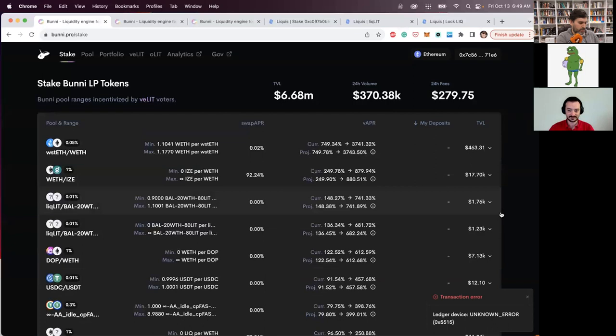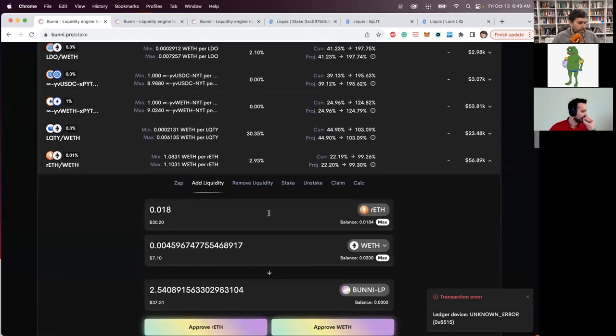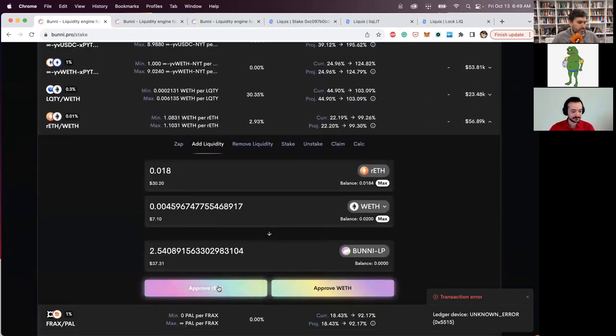You need to try again after the password. I think the ledger needs to be on it before. It failed. Yeah, it said, let me try again. Okay, so approve.